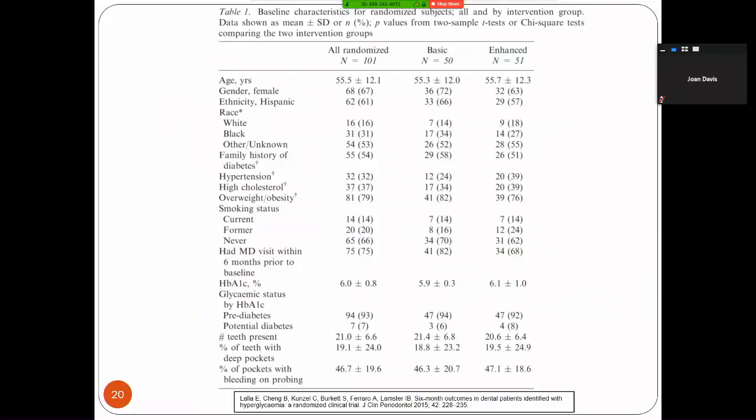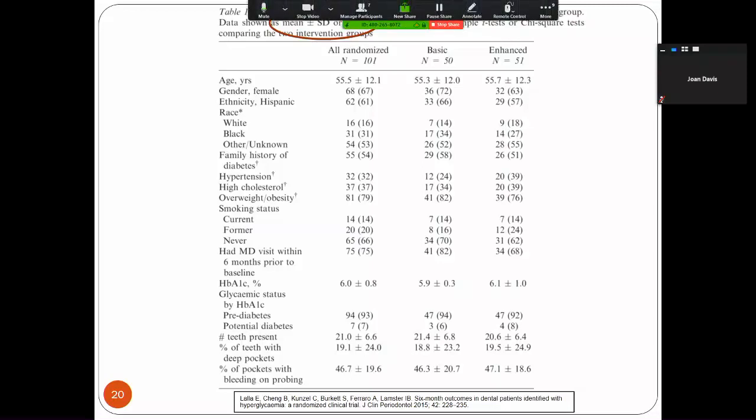So these are descriptive statistics you'll typically see, and you can see that they're reported up here as mean plus or minus standard deviation for the continuous variables, for age and for number of teeth present, number of teeth with deep pockets, etc. And then for the nominal variables such as gender, we had 68 women, which comprises 67% of our sample. So you're all familiar with these, right? You see those very commonly.